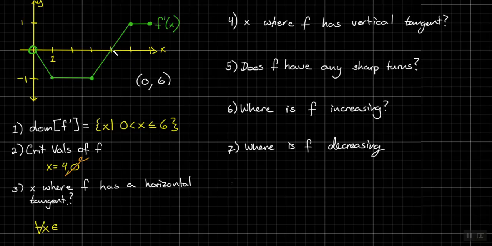This is the only place where the slope of my tangent line, which is the value of f prime, is 0. I do agree with you that this is a slope of 0, but that's not the question. It's where does f have a horizontal tangent? Only when this slope is 0. This is the only point.